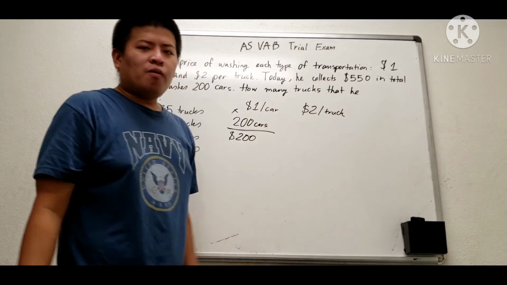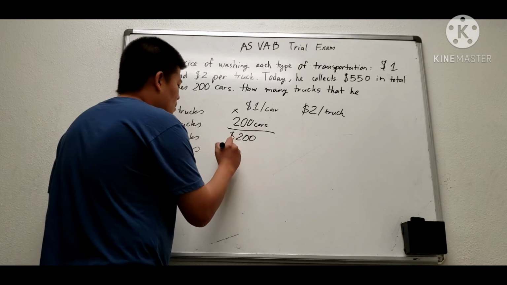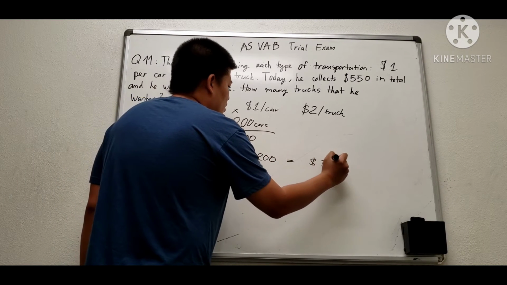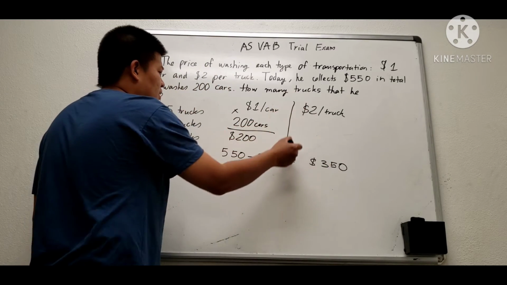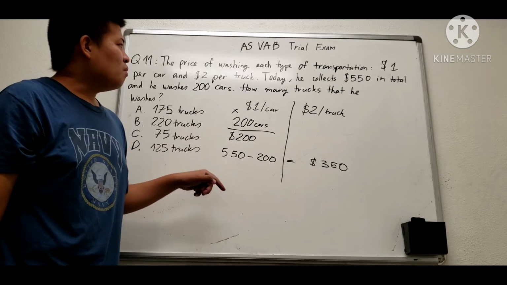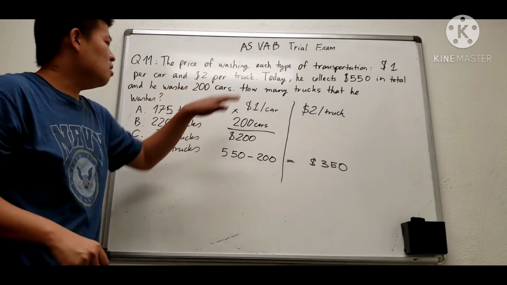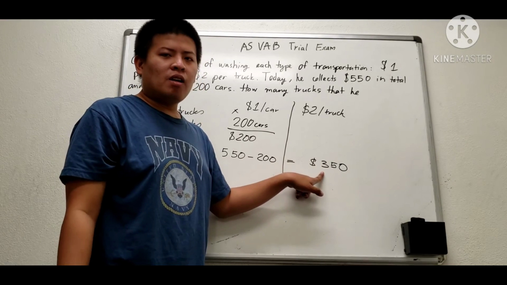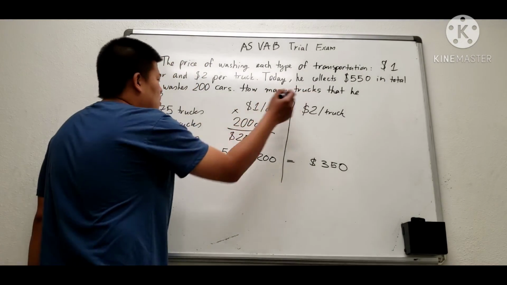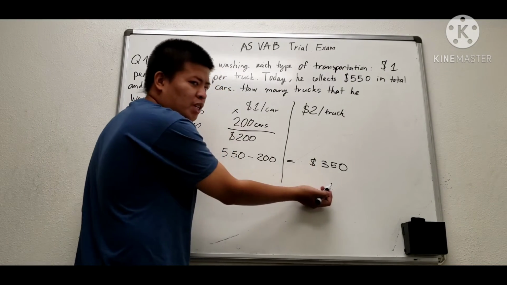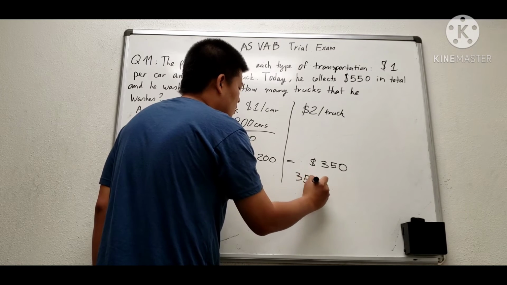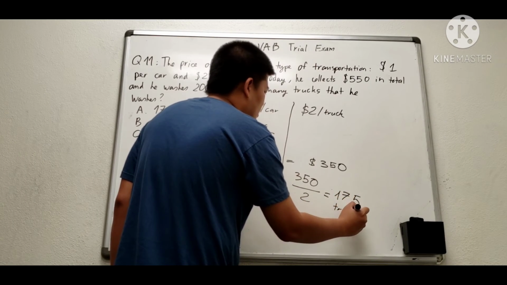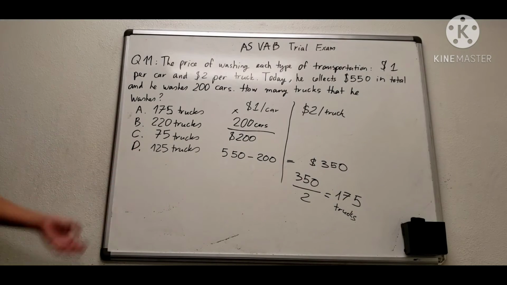But he collects $550 in total, so we have 550 minus 200, and you get $350 for the trucks, because 550 is the money collected from the cars and the trucks, but we need to subtract the total money collected from the cars so that we can find how much money was collected from the trucks. To find how many trucks he washed, you get 350 divided by 2. You get 175 trucks. So the answer for the question is B.